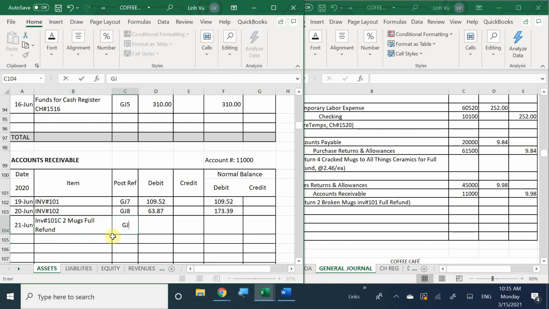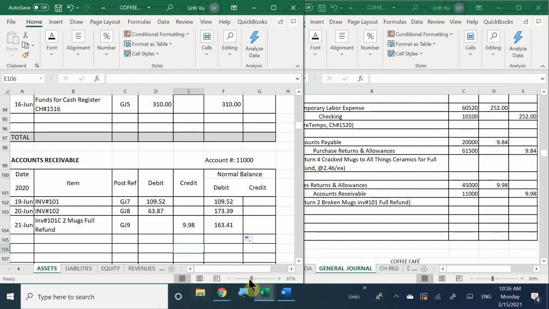Okay, General Journal number 9. And this time we're going to be crediting it for $9.98. So what is my total balance in my accounts receivable? 160.41. Perfect. Good. Okay. So where do we need to go to next?